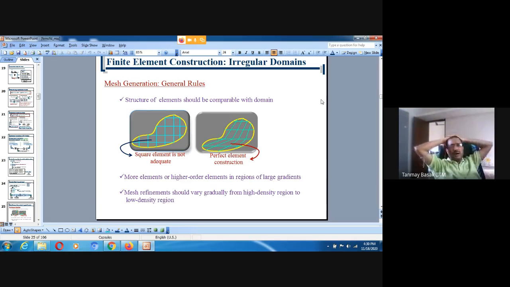So for mesh generation, we can handle irregular domains, and we prefer more elements or higher-order elements in regions of larger gradients, and sometimes we have triangular elements. I'll be discussing the generic ways we can use finite element meshes. In fact, I have my own algorithm, and if you follow it, you can have very complicated meshes.